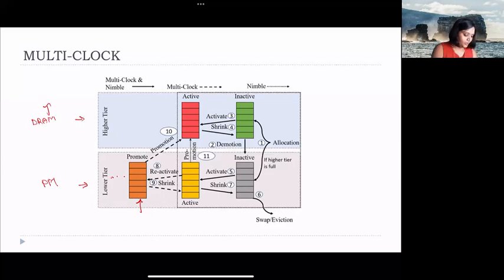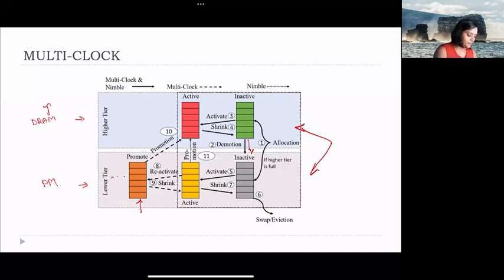So following the numbers over here, upon a new allocation, we could direct the new allocation to the DRAM if it's free. If DRAM is filled, then we can direct new allocations to the persistent memory's inactive list. Once we are done with our allocations, if DRAM is filled, then definitely we would have to kick some data out to make space for the new data. That's shown by the number 2, demotion.